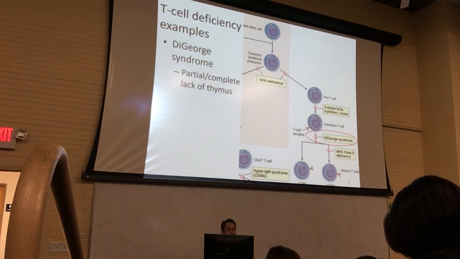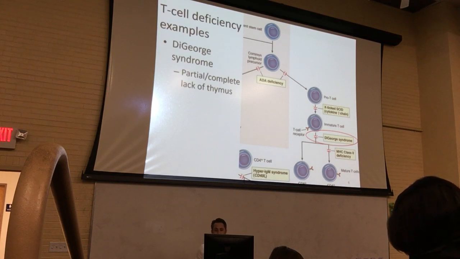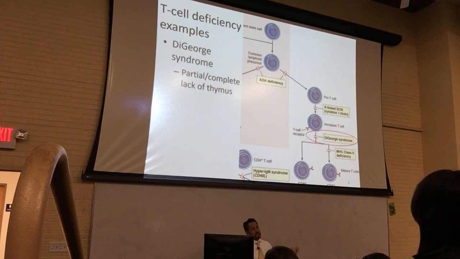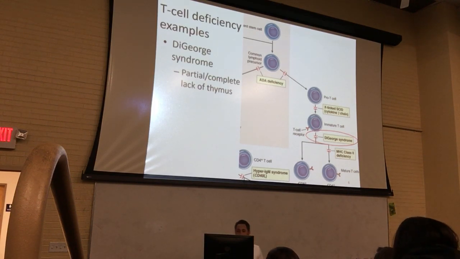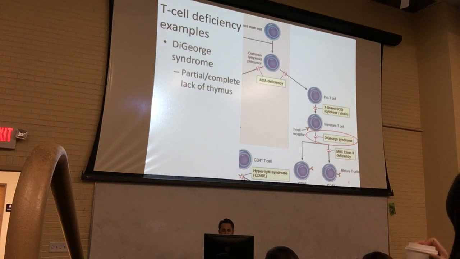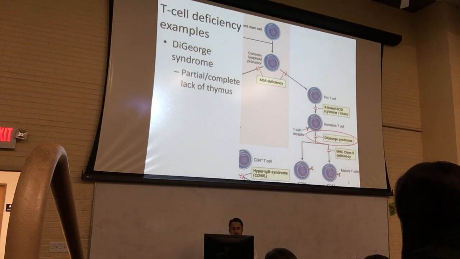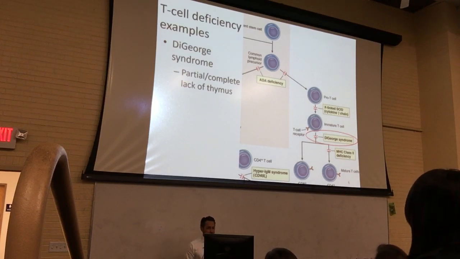This was first described in 1968 by a pediatric endocrinologist named Angelo DiGeorge. All right, that's why it's called DiGeorge syndrome. So a lot of these names of diseases are from the person that discovered them. And so if these patients don't have a thymus, or they lack a complete thymus, then they have low levels, or they lack mature T cells altogether.